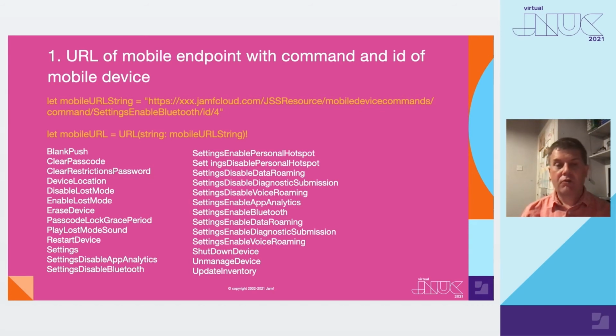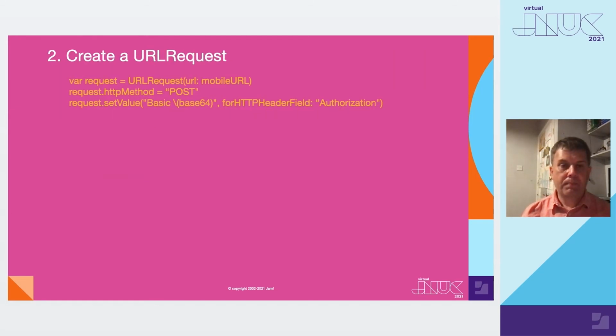If you want to send another command, all you do is take out settings enable Bluetooth and switch it out with the other command you want to send. The text in white are some example commands you can send to a device. So we create a URL. We can convert that to a URL as before. We're going to create a URL request. This time the method is going to be post. We set the authorization header. We don't need the content type or the accept headers this time because we're not going to get any data back. We're literally going to send the command and check the status code back to make sure it looked like it was accepted. So we've got a simpler request this time.